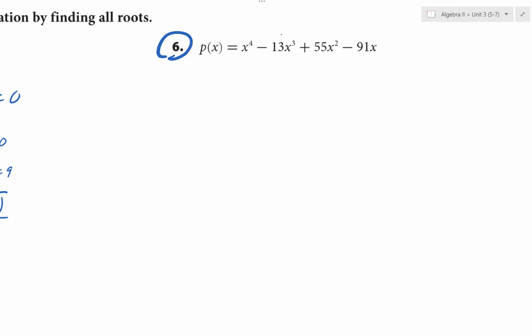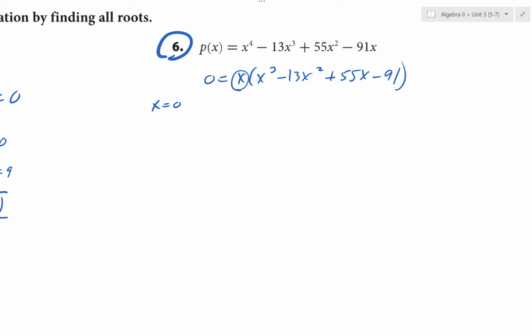We always want to look for the easy things first. So the easy thing I see first is that all the terms have an x. So I factor out the x. That's x cubed minus 13x squared plus 55x minus 91. So we already see one real solution: x equals 0 from this.